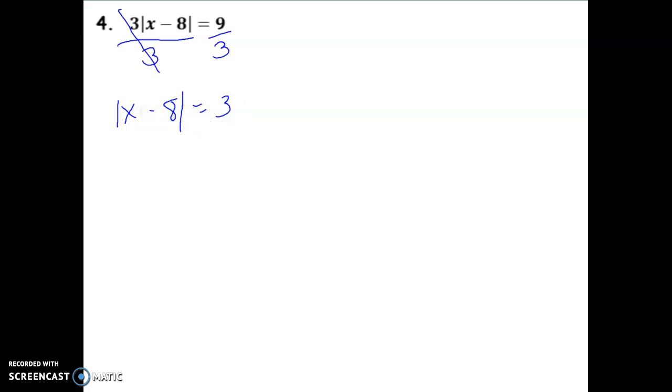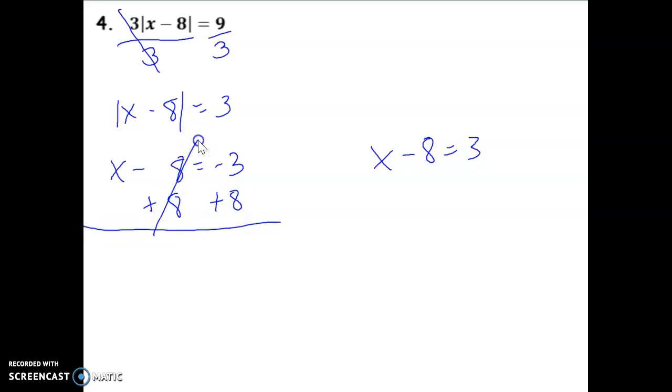9 divided by 3 is 3 over there on the right-hand side. So my quantity x minus 8, it is either 3 units away from 0 on the left-hand side, or 3 units away from 0 on the right-hand side. Okay, so let's see what we get when we solve this. If I want to get x by itself, I'm going to need to add 8. So negative 3 plus 8 is positive 5. Let's add 8 over here. 3 plus 8 is 11.